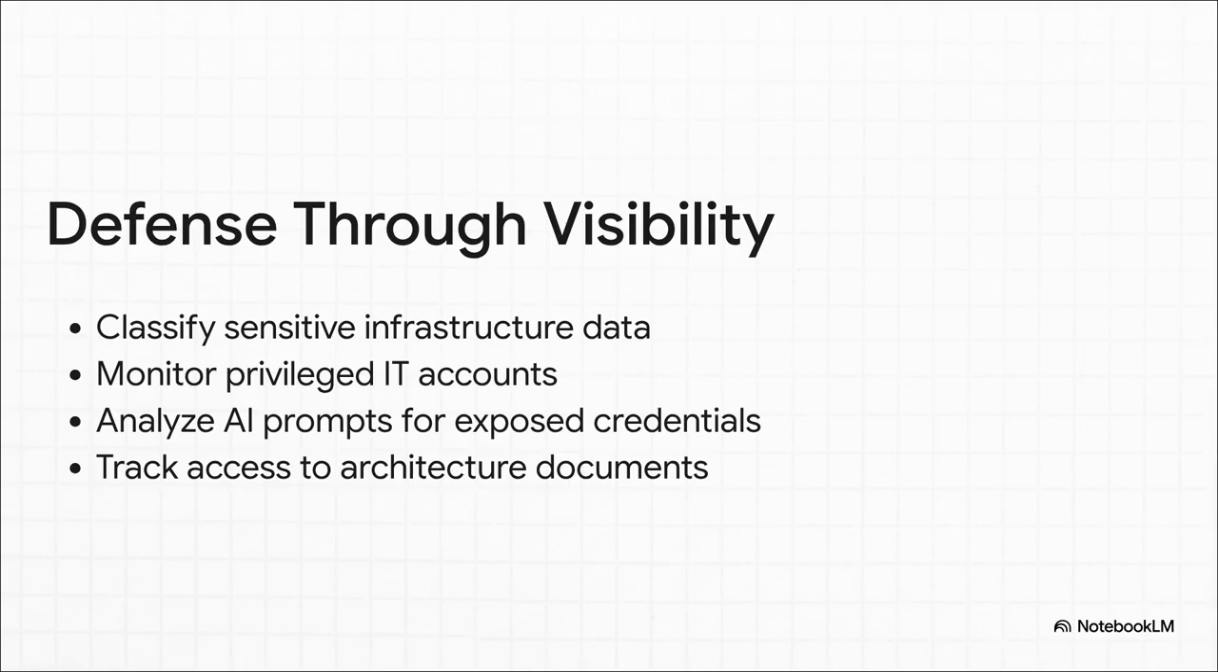This means you have to classify sensitive data like network maps so you know the second someone touches them. It means putting your most privileged IT accounts, the ones with the keys to everything, under a microscope. It means having tools that can spot a password in a script before it gets pasted into an AI, and it means knowing exactly who is looking at your core architectural documents at all times.